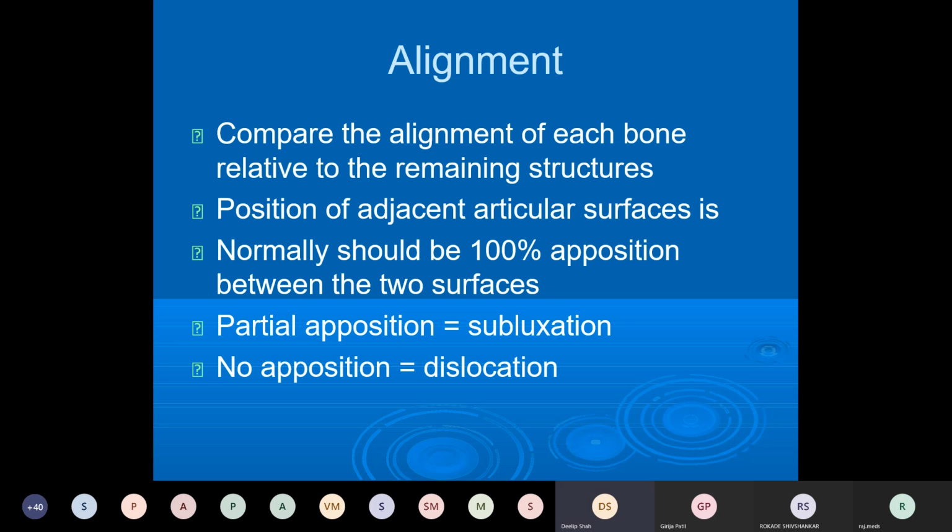The first point is alignment. Compare the alignment of each bone relative to the remaining structures. Then the position of adjacent articular surfaces normally should be 100% opposition between the two surfaces. If there is partial opposition, meaning two bones are not in complete opposition, we call it a subluxation, and if there is no opposition, then we call it a dislocation. So the first point when you read the X-ray is the C for the alignment.